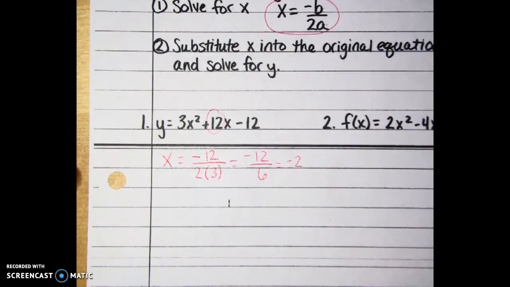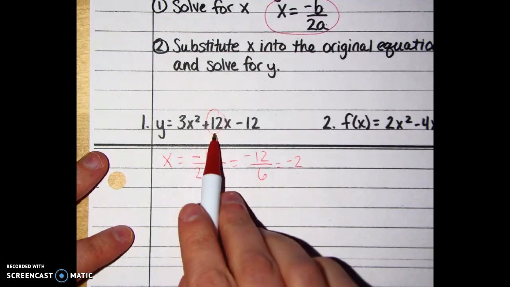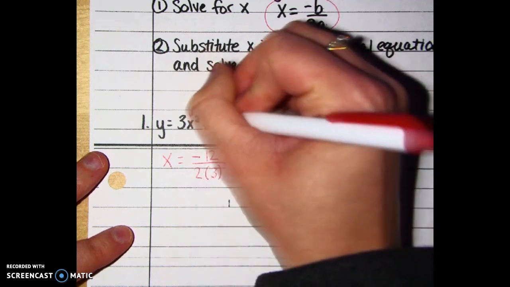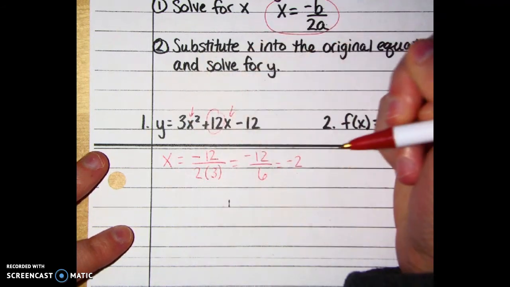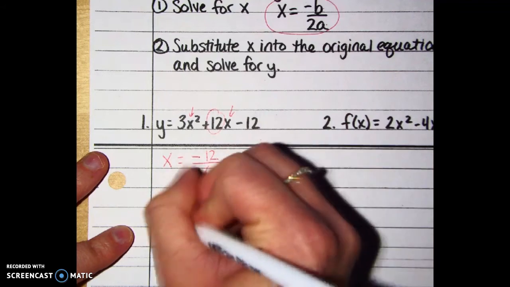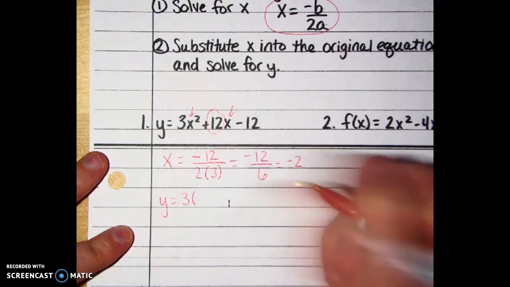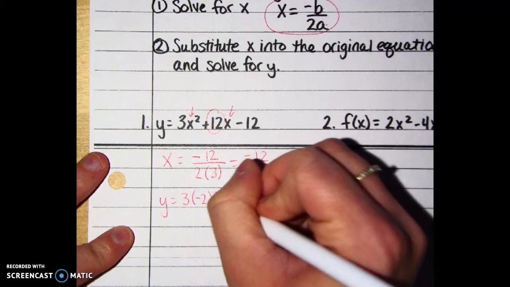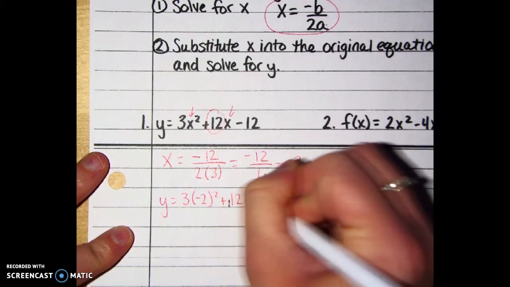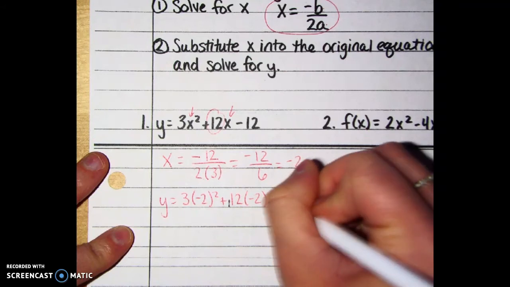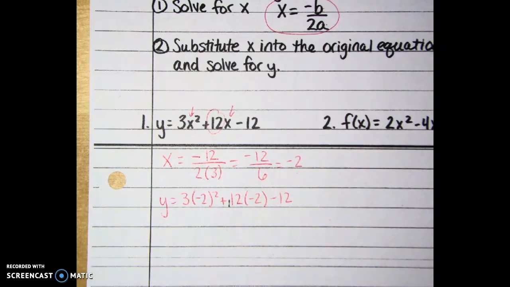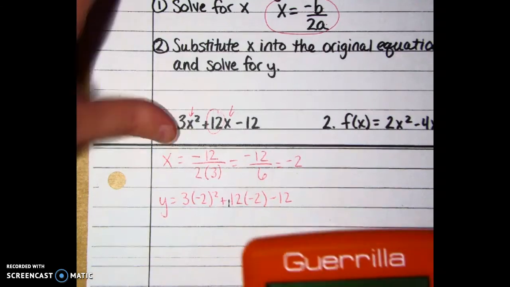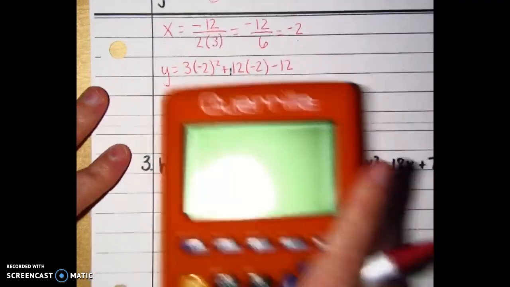Now I take that negative 2 and I'm going to substitute it back into this equation for this x and for that x, and then I'm going to solve it. So y equals 3, and then put the negative 2 inside parentheses, plus 12 times negative 2 minus 12. And if you type it in exactly like that on your calculator, you will get the correct answer. So let me show you what I mean by that.